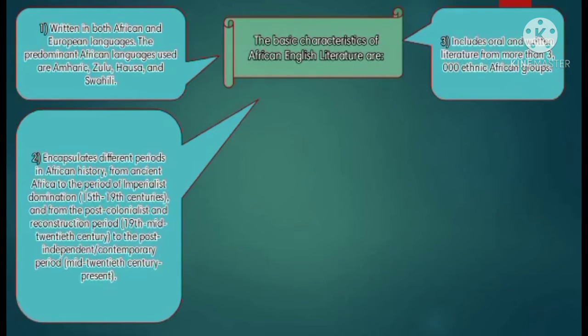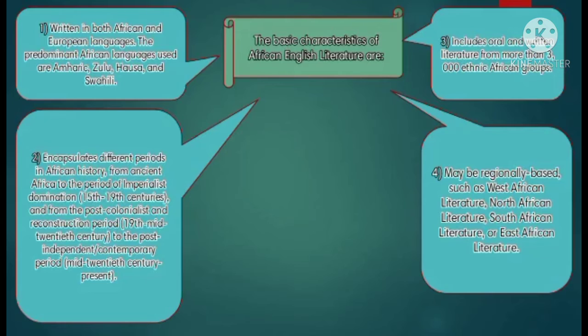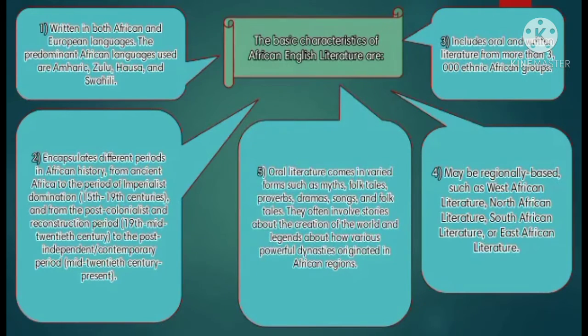Third, includes oral and written literature from more than 3,000 ethnic African groups. Fourth, may be regionally based, such as West African, North African, South African, or East African literature. Fifth, oral literature comes in varied forms such as myths, folktales, proverbs, dramas, and songs. They often involve stories about the creation of the world and legends about how various powerful dynasties originated in African regions.